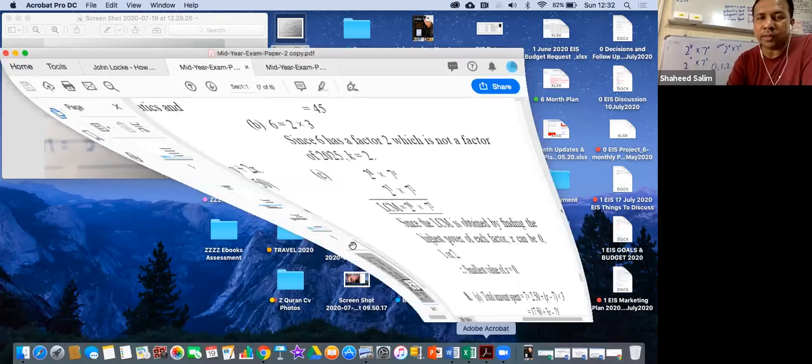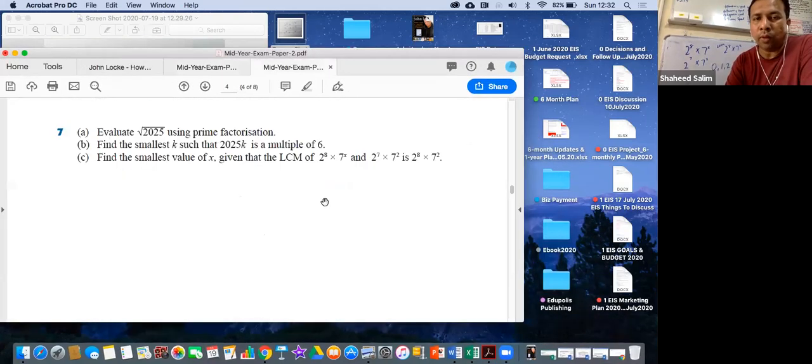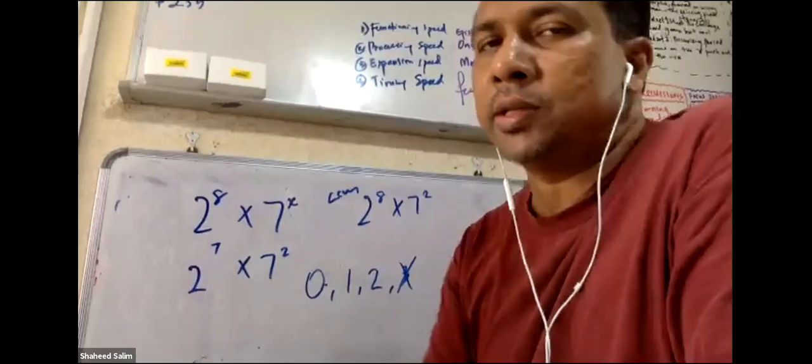So now the question is asking, what is the smallest value of X? So the smallest value of X is 0. You have given one of the possible values of X, but that's not the smallest value of X. And let me just share.